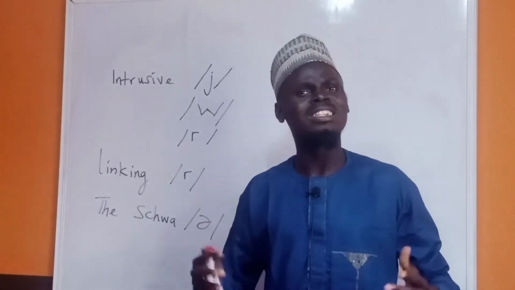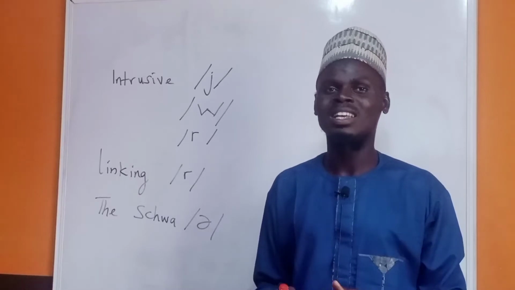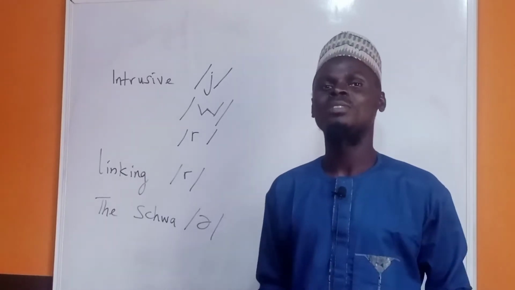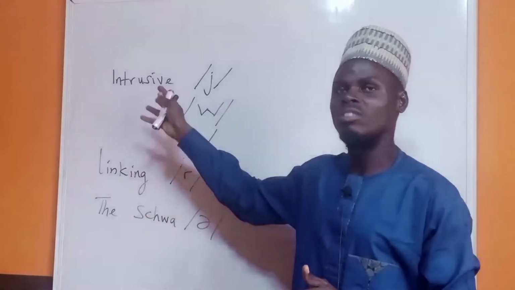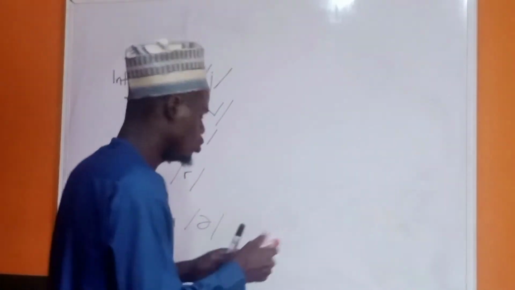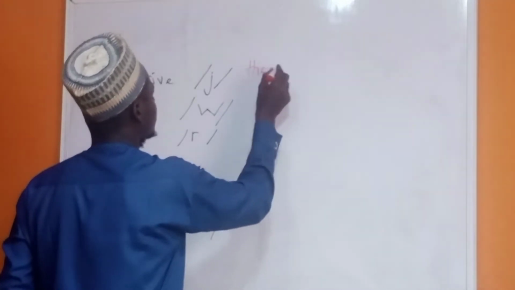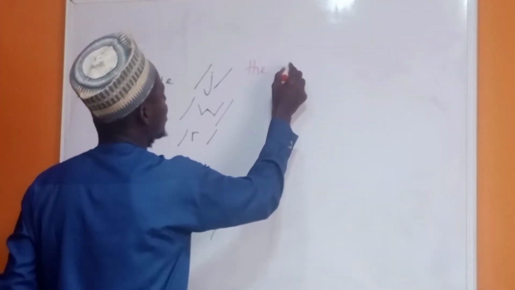When we say something is intrusive, it means the thing is not there in the first instance, it just emerges suddenly. That's why it is called intrusive yeah. Now, let me give you an example or two examples. For example, if you have the followed by orange.